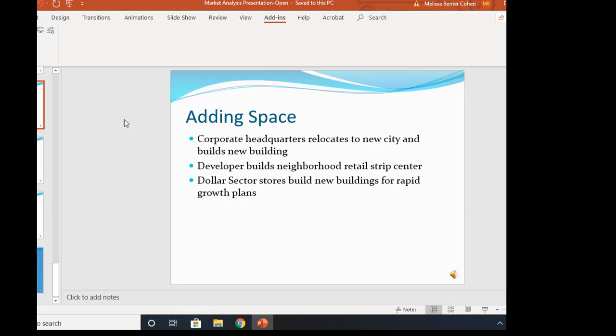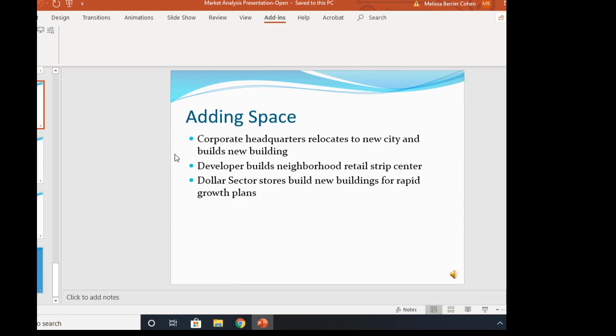All right, so another part of that is adding space. Obviously I gave an example earlier about corporate headquarters. If they relocate to a new city and they build a new building, that definitely happens. What if a developer builds a neighborhood retail strip center? It can probably be a smaller space, but if it can house 6 to 10 more small businesses, then that may be a great thing for that community as well.